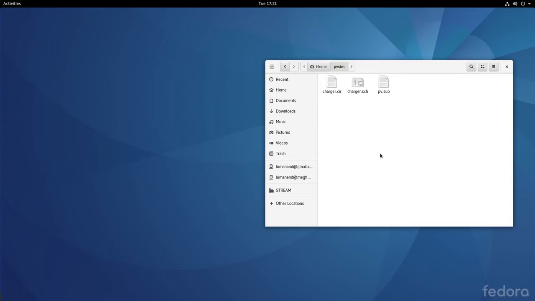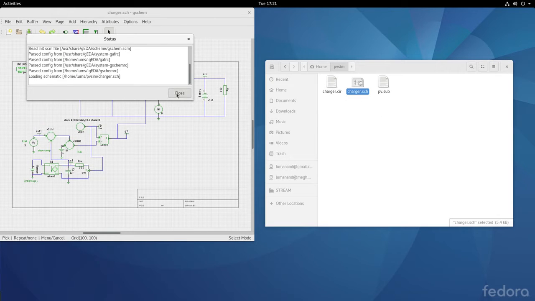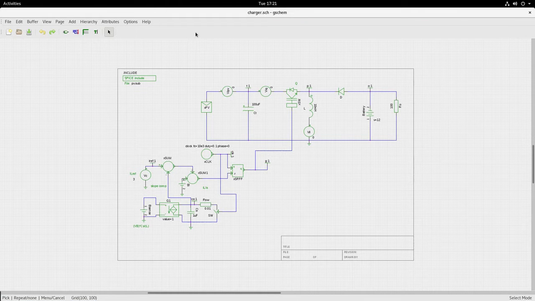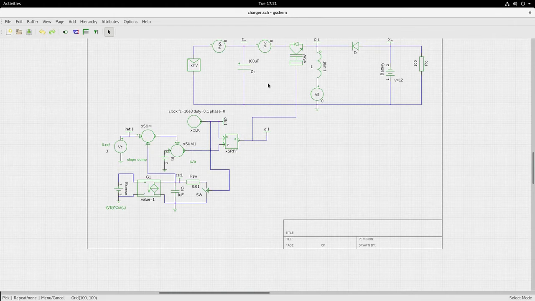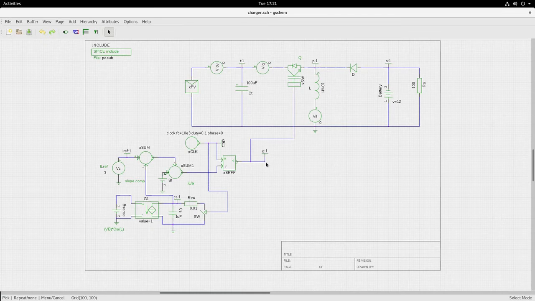Let us now see how we go about simulating the battery charger circuit with current control, with slope compensated current control. So let me open this charger schematic in GSM. This is the schematic that I have for you. PV.sub, I think you are now familiar with how to include the subcircuit file. Now this is the schematic.